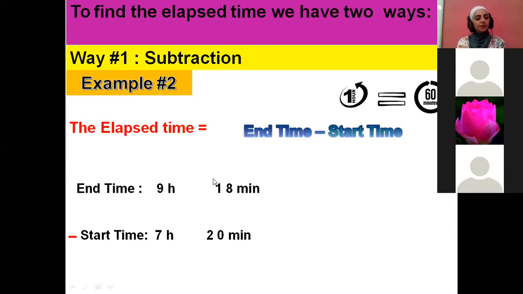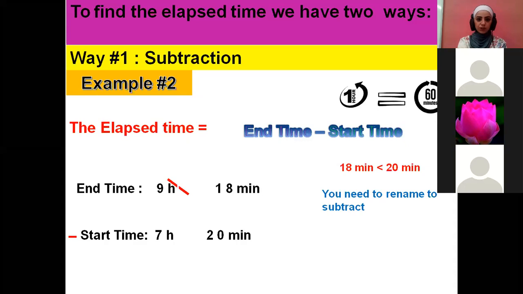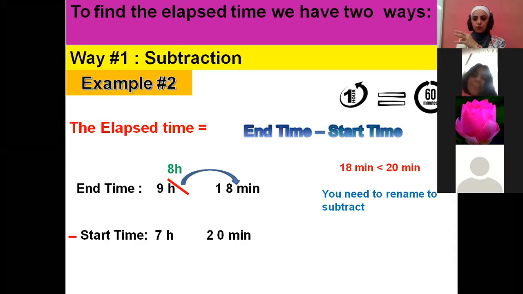60 minutes. Excellent, Leen. So see, 18 minutes is less than 20 minutes. So we can't subtract. So we need to change that. We take 1 hour from the 9, so it's 8 hours. And we need to give it to minutes. When you give hours to minutes, you don't give 1, you give 60 minutes. So that's gonna be 78. 78, excellent. Now we can subtract easily. We can subtract 78 minus 20.